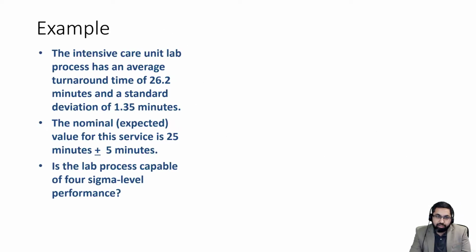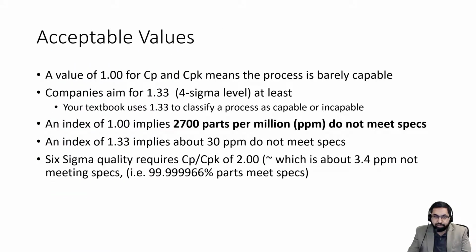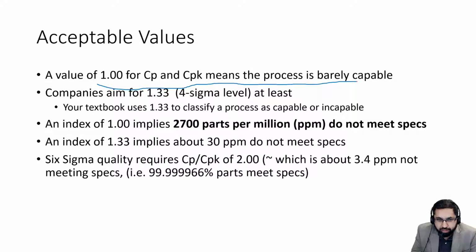So what are the values of CP and CPK that are acceptable? A value of 1 means the process is barely capable. So most of the time, companies want to be a little bit above 1. So they may do like 1.33, which is considered a 4 sigma level, right? And in the textbook we're using, if the question is the process capable or not, you will always compare CP/CPK with 1.33. If it's 1.33 or more, then the process is capable at the 4 sigma level.